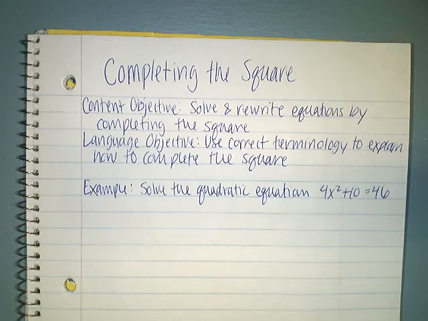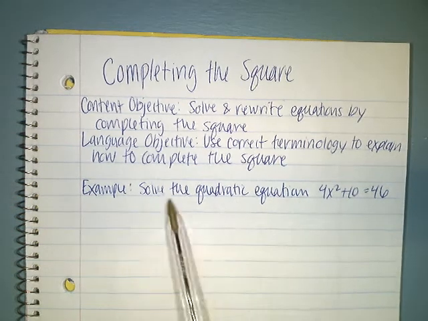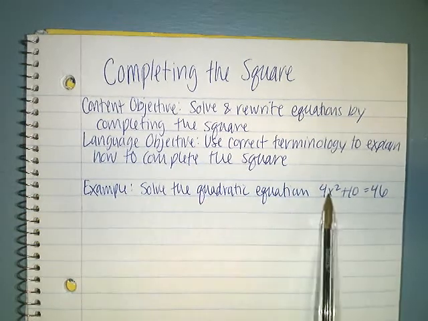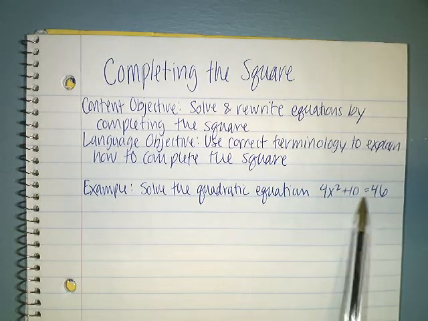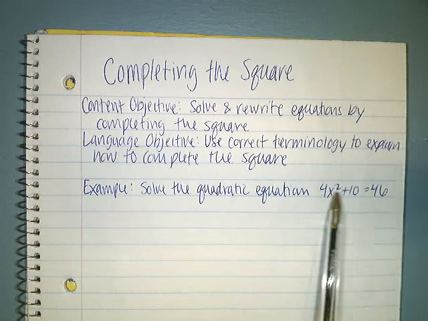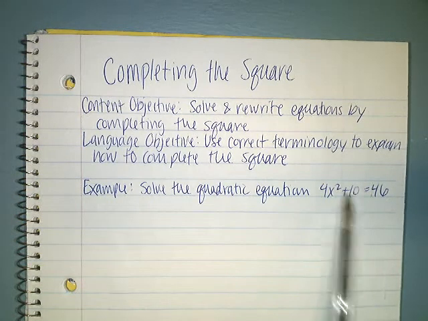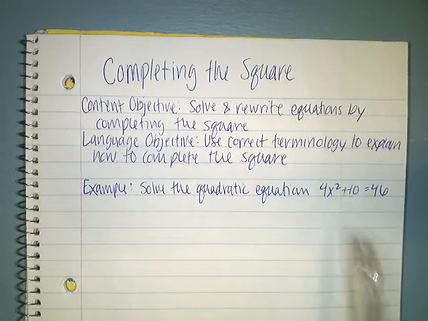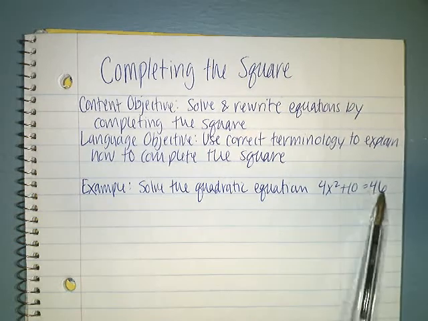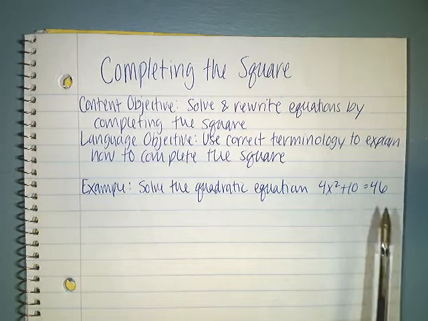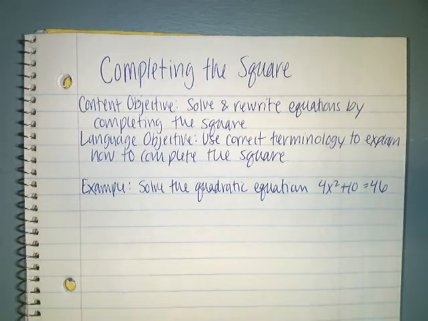So before we jump into that process, I want to review something that's sort of essential to that process that we'll get to later. But I want to solve the quadratic equation 4x squared plus 10 equals 46. So notice here there is no term with a plain x, or no b value. So when I encounter problems like this, I can just solve this like it's a normal algebraic equation.